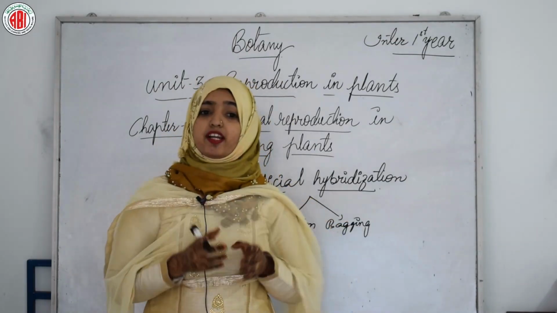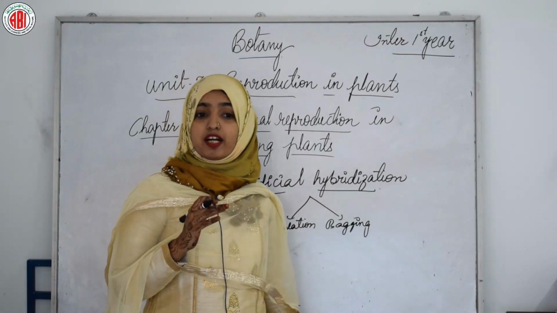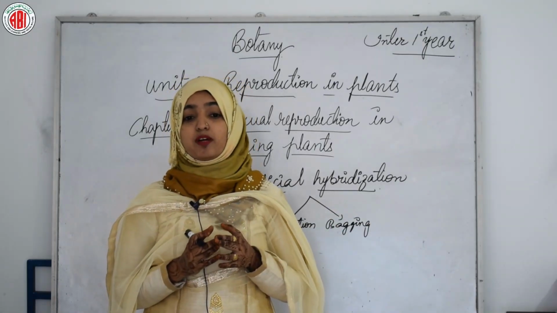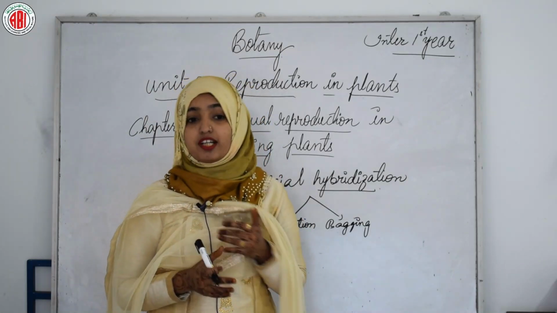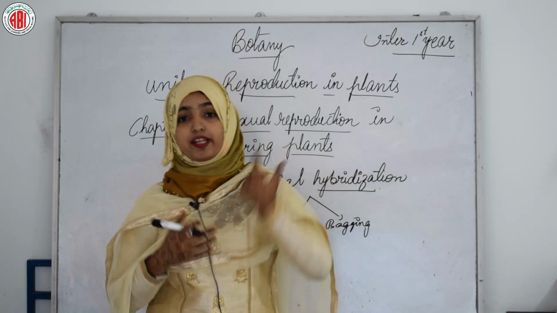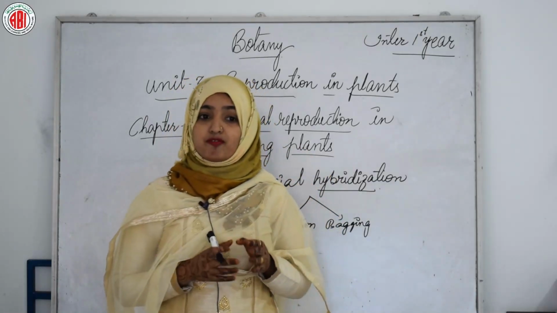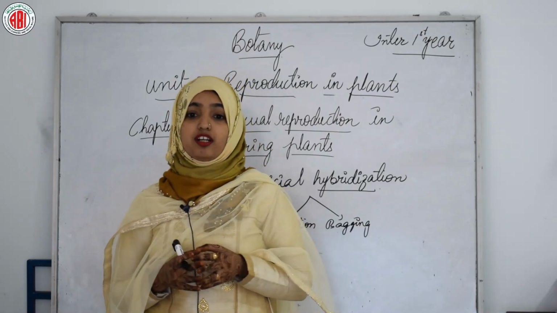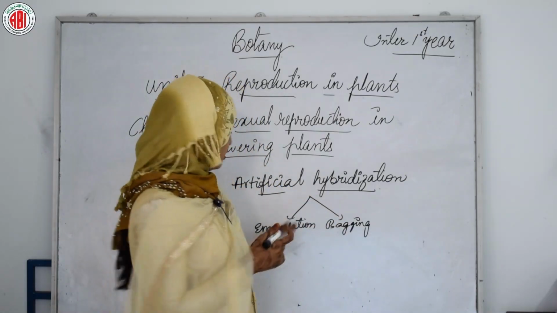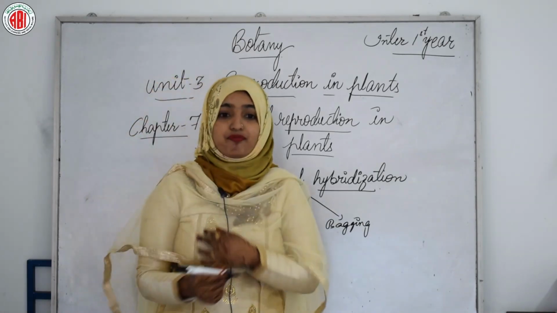If the female parent bears bisexual flowers, removal of anthers from the flower bud before the anther dehisces, using a pair of forceps, is necessary, because that will be a bisexual flower consisting of both male and female gametes. That is the reason the removal of the anthers from the flower before dehiscence is very much essential. This step is referred to as emasculation, the removal of anthers before dehiscence.